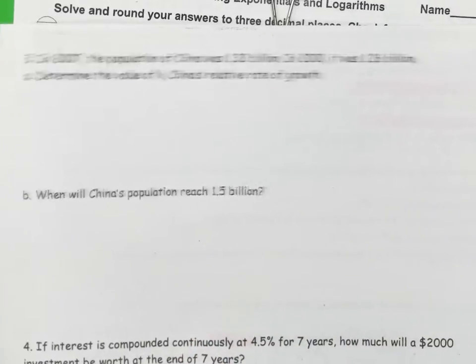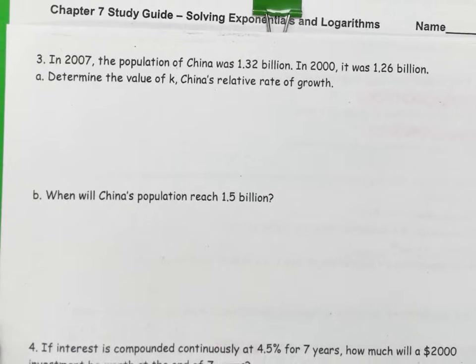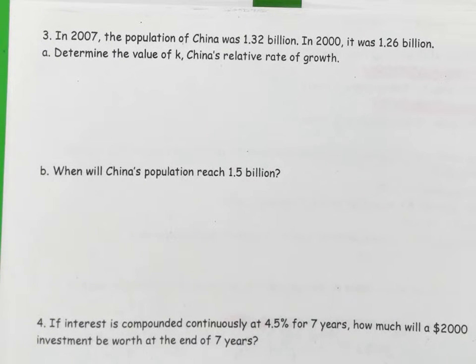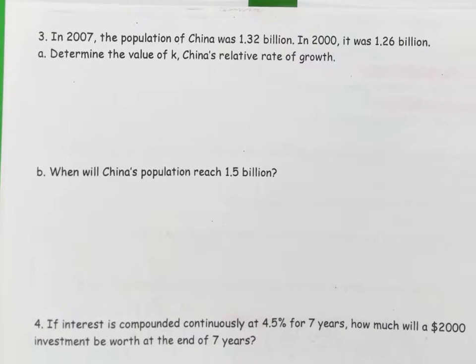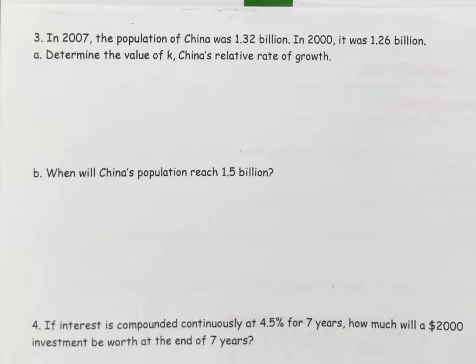Let's see. Leonella, can you read us just number 3, please, dear? It's page 10. Number 3? Yes, ma'am. In 2007, the population of China was 1.32 billion. In 2000, it was 1.26 billion. Perfect. All right, Diego, can you tell us what it's wanting us to do in part A?